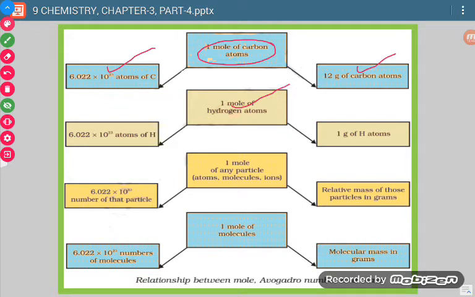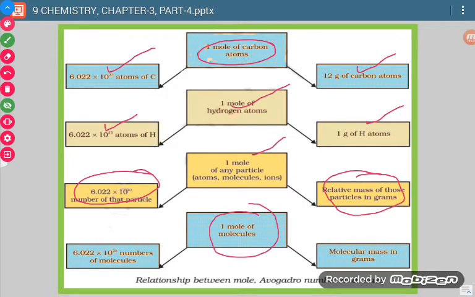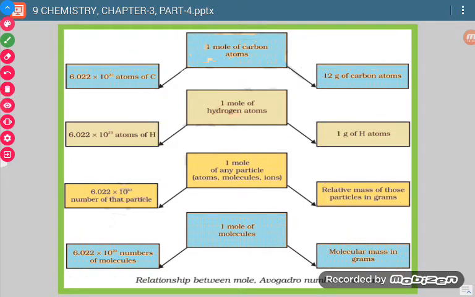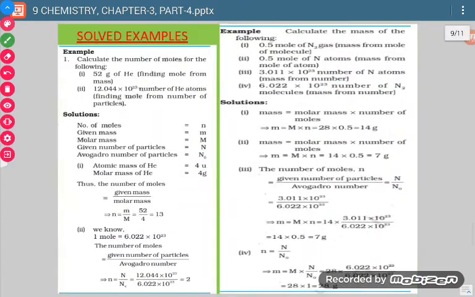1 mole of hydrogen atoms is this many hydrogen atoms, and in terms of weight it is 1 gram. 1 mole of any particle will contain Avogadro number of particles and its mass will be equal to its atomic mass or molecular mass. 1 mole of molecules will be equal to Avogadro number of molecules, and molecular mass in grams. So this is what the mole concept is.